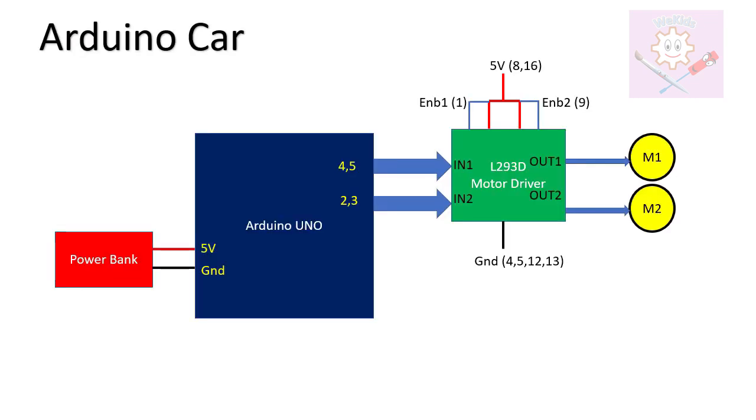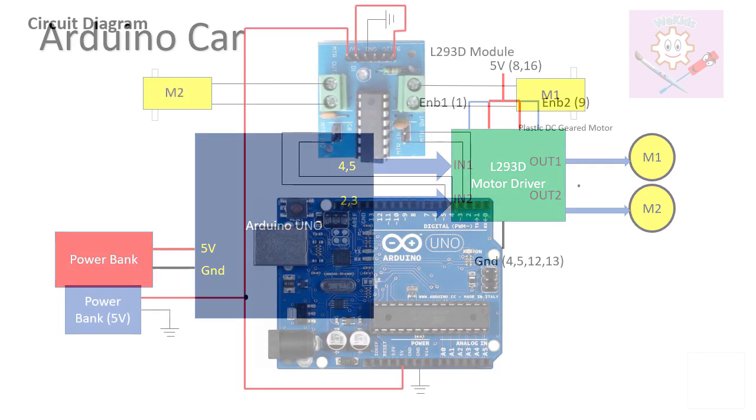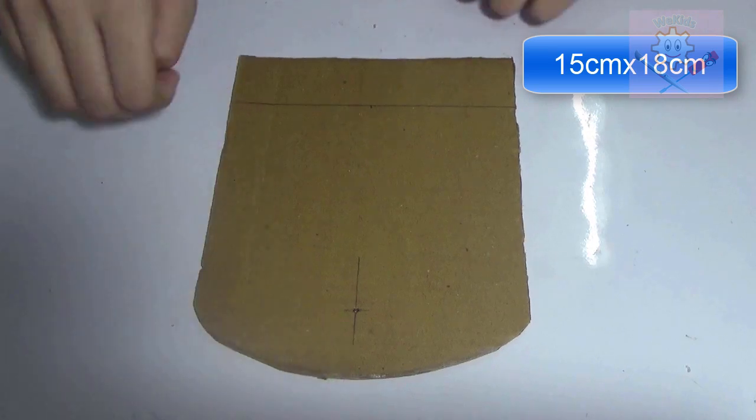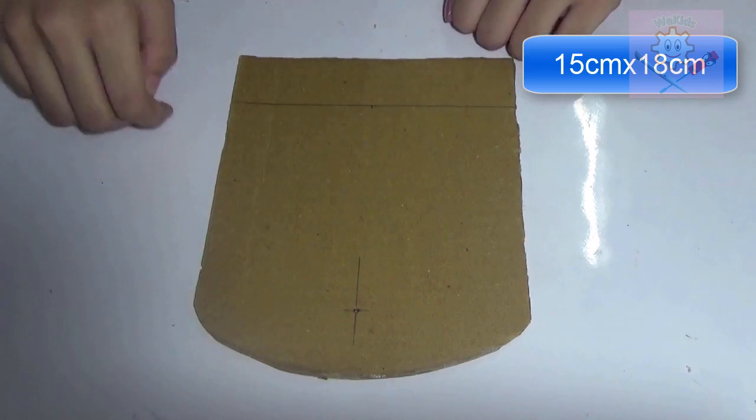This is the block diagram of the Arduino car. This is the schematic diagram. I've used an L293D driver. Through that I've connected port 2 and 3 to motor 1 and port 4 and 5 to motor 2. In this process I've used an Arduino UNO and the power is coming from a mobile power bank.